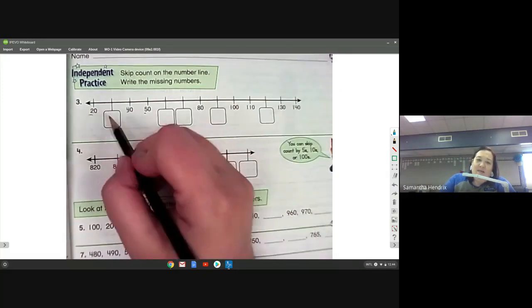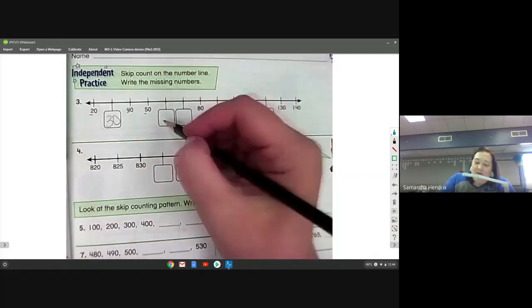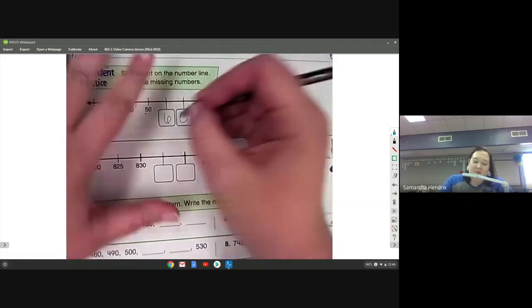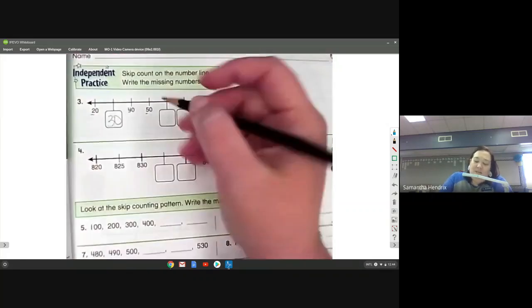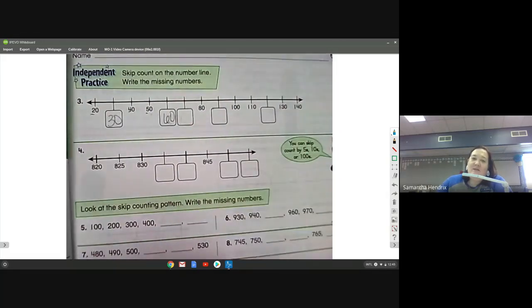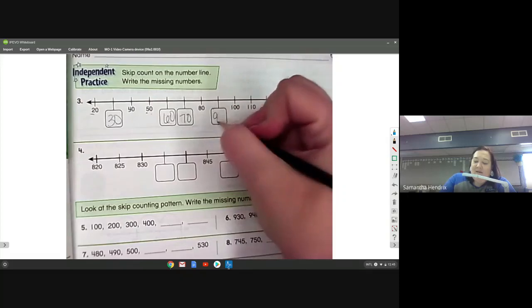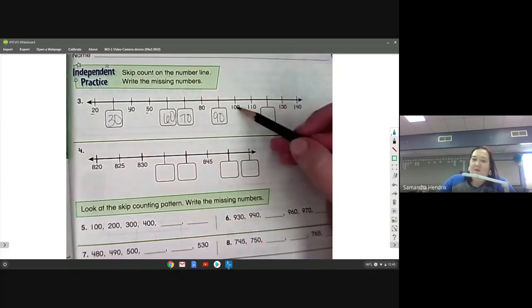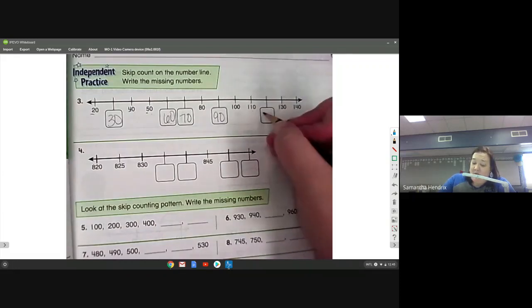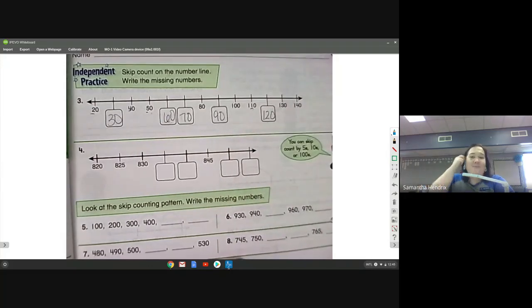So 20, 30, 40, 50, 60. Okay, I want you to pause and I want you to do the rest. And then unpause and watch, okay? So go ahead and pause. So you should have written in 70, 80, 90. Then we have 100, 110, 120. Those tens have started going up. They're going up by ones, okay?